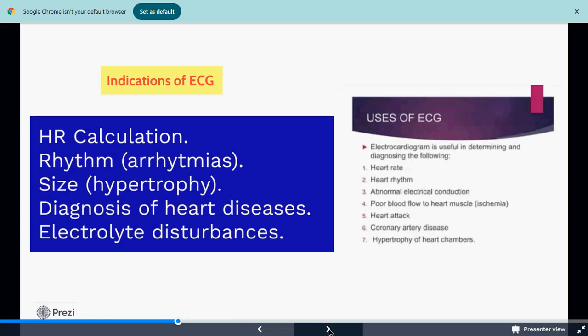You have to go back in the lecture and keep repeating these things. I know it's tough, but ECG is very basic in medicine, regardless of what specialty you want to do. So you need to understand these things.